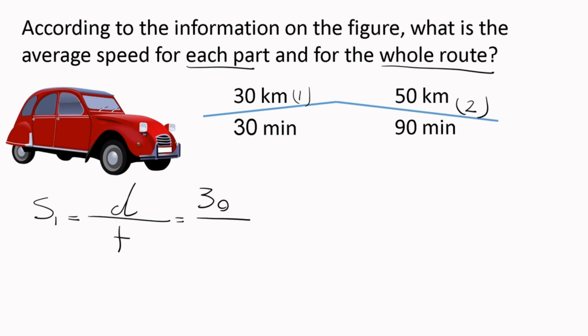T is 30 minutes. Can I use minute? As I told you, using minute is not common, so because I have D based on kilometer, I must convert minute to hour. How am I supposed to do that? You know that it's really easy. You must divide it by 60 and it is going to be 1 over 2 hours or half hours. But it is better for you to write it as fraction. So I'm going to write it 1 over 2.